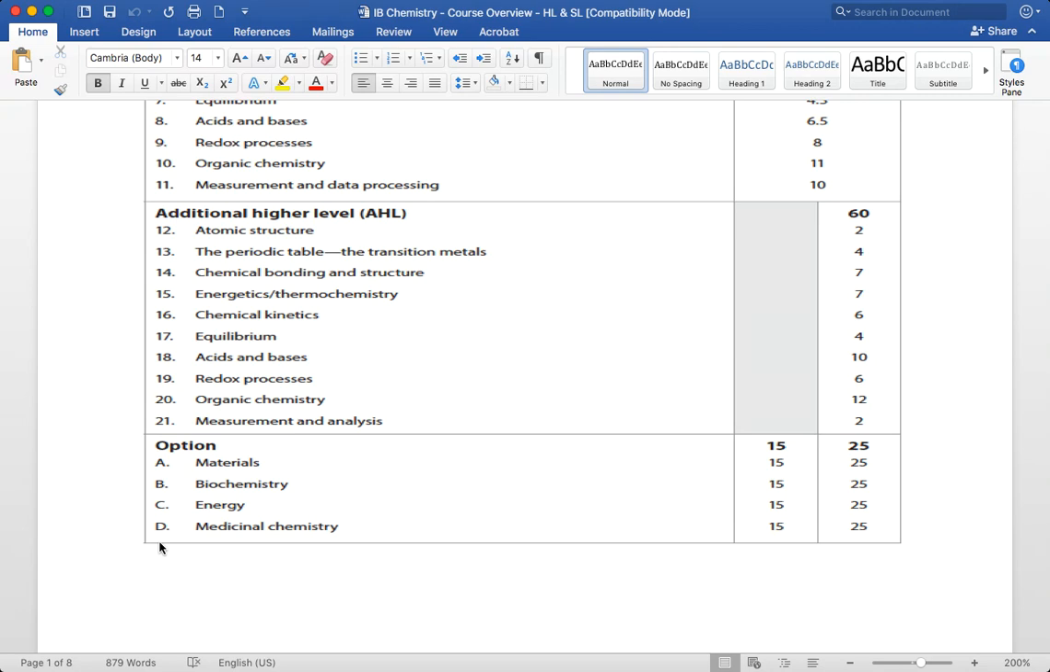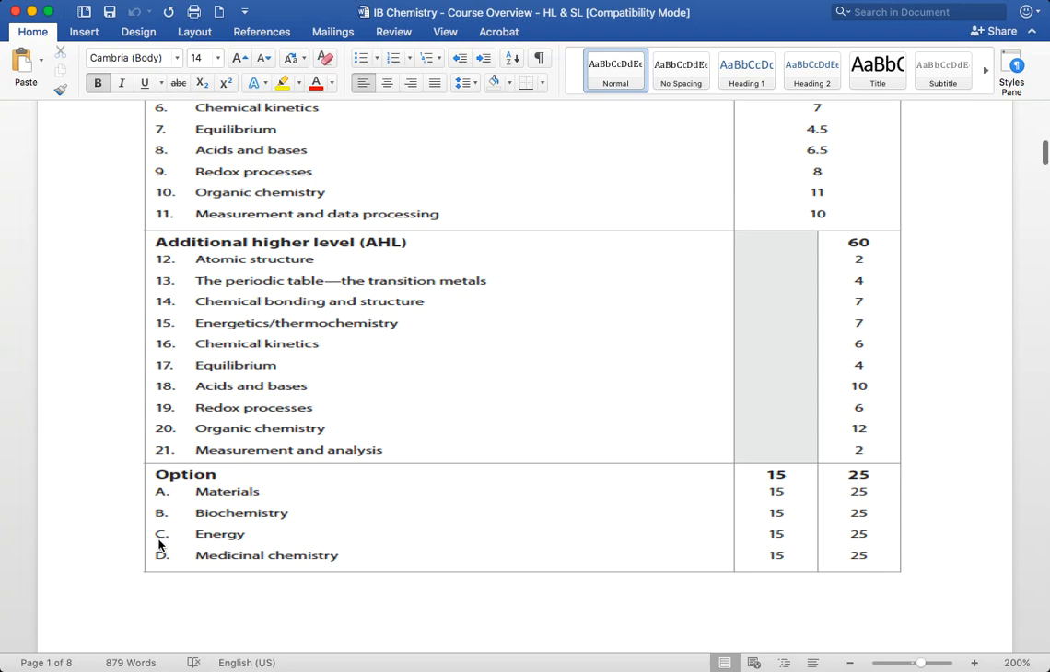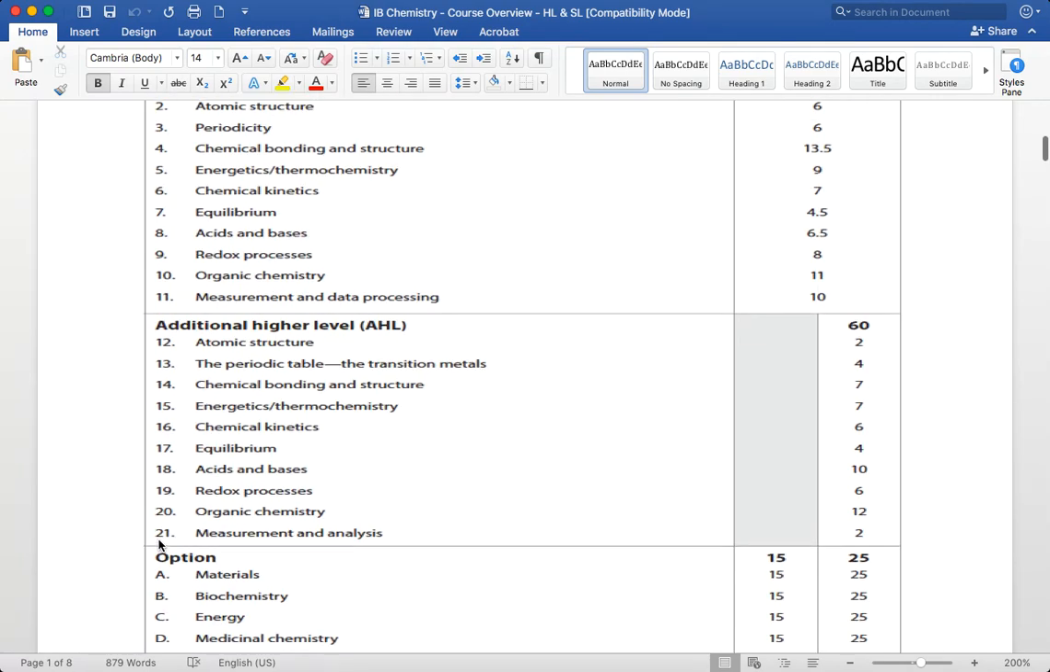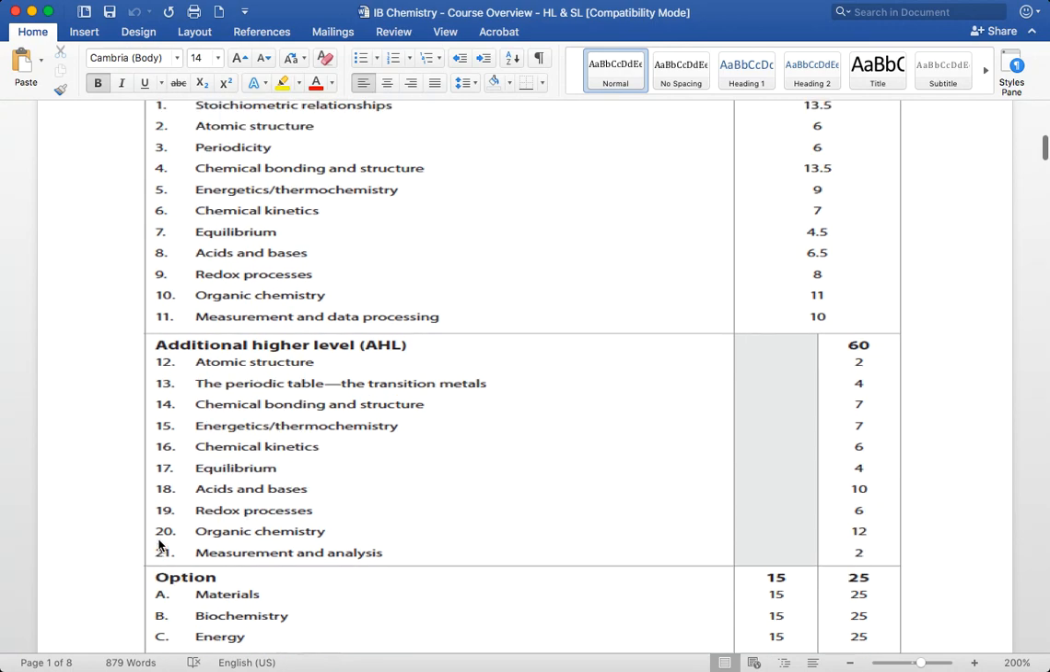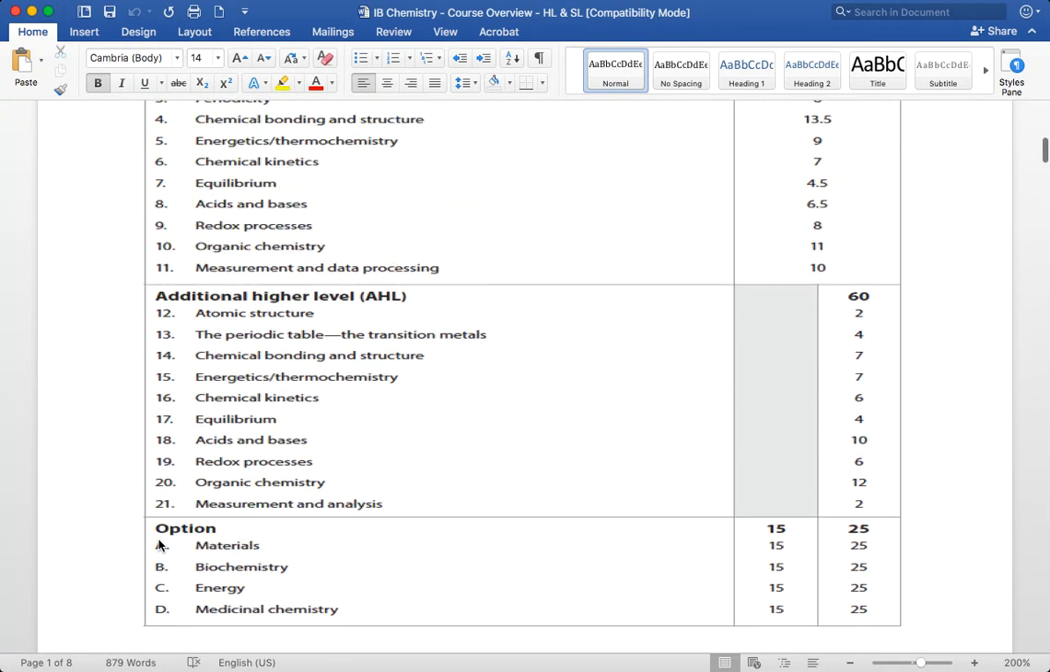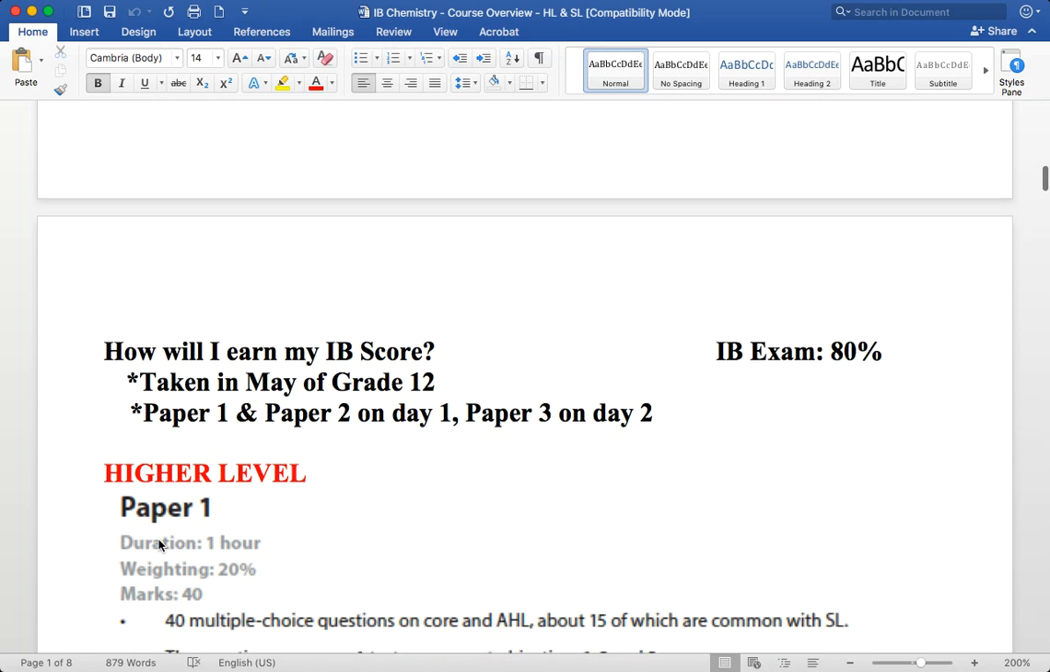And medicinal chemistry, as the name implies, obviously looks at common drugs that you would have heard of and what their chemical structures are, how they interact with the body, but also looking at things like nuclear medicine, like radiation treatment and things like that. So different aspects of medicine and how they relate to chemistry. So that's the course. Those are the topics that you'll cover, and you'll just cover them in more depth if you do the HL course.